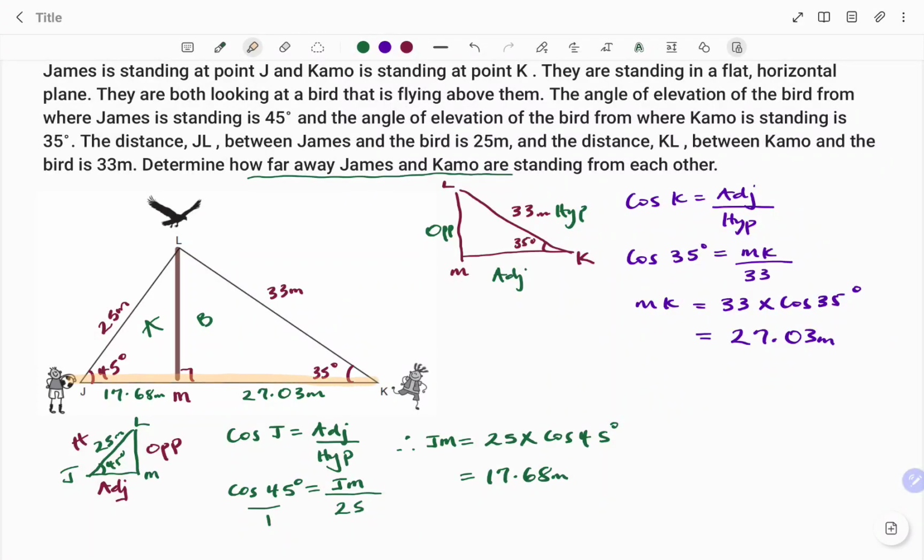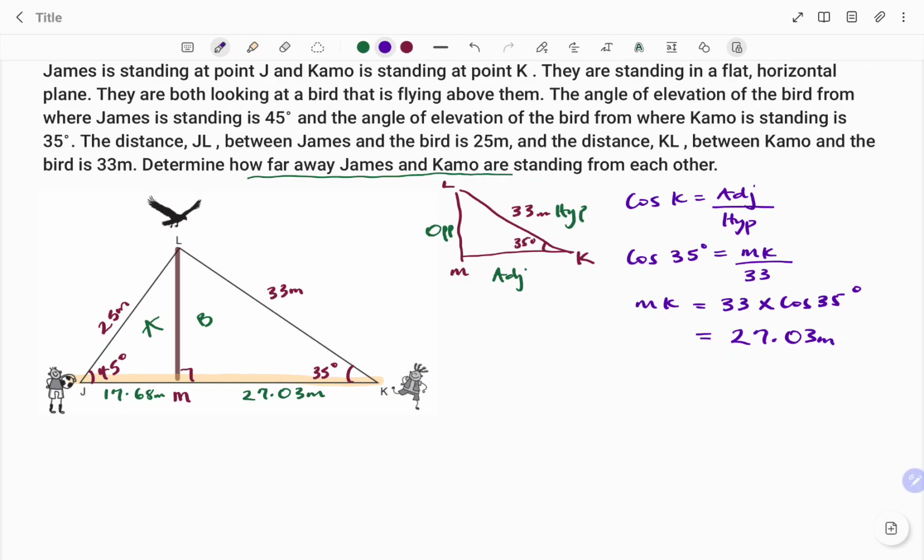So therefore, to determine how far away James and Camo are, I'm going to start by finding the total distance between James and Camo, and that will be the distance JK equals the distance JM plus the distance MK, that's 17.68 meters plus 27.03 meters. The total will be 44.71 meters.